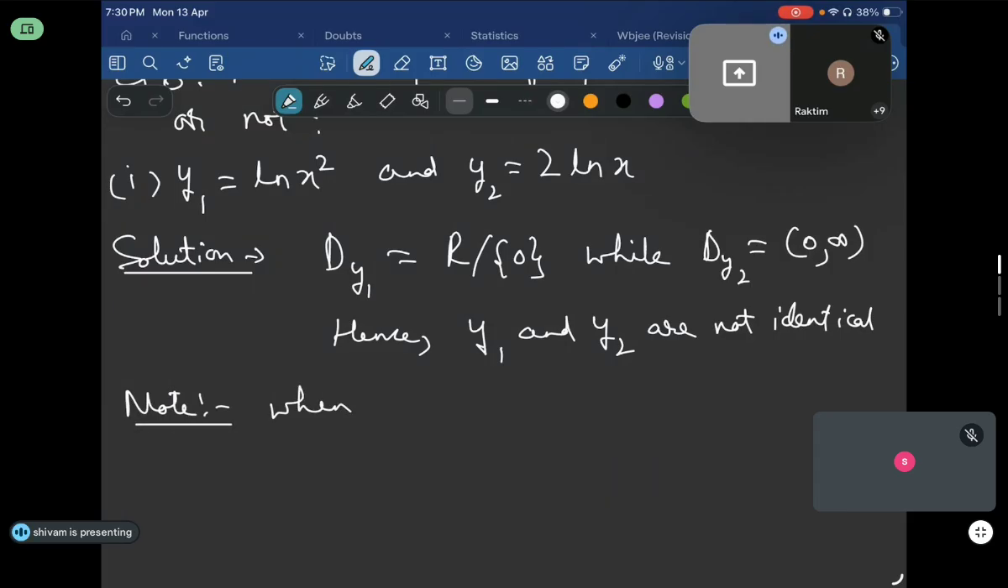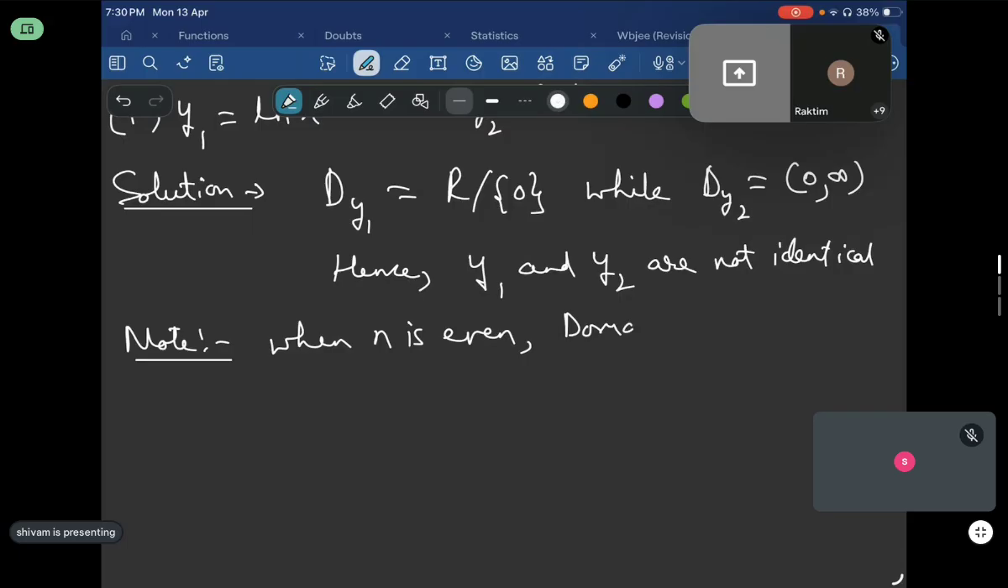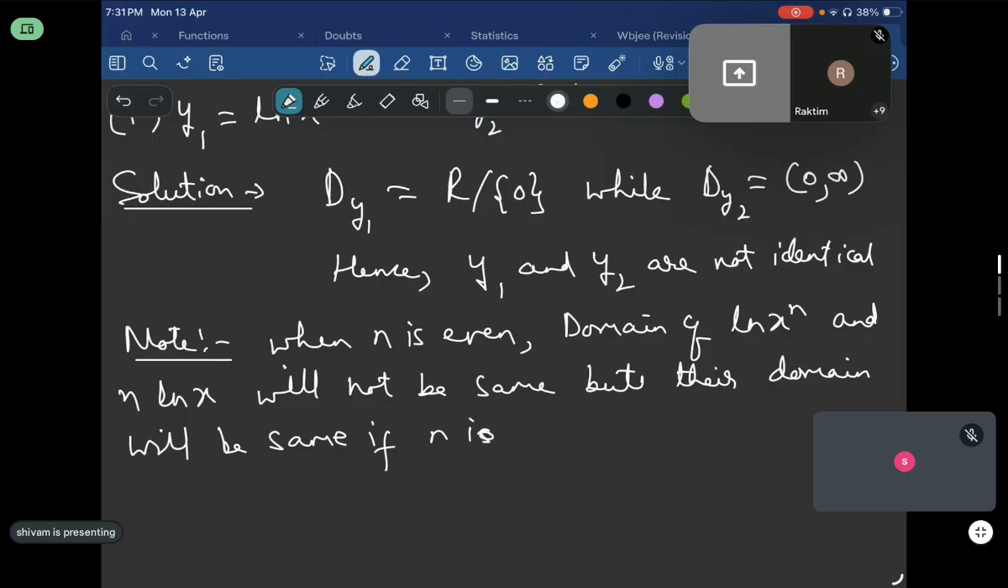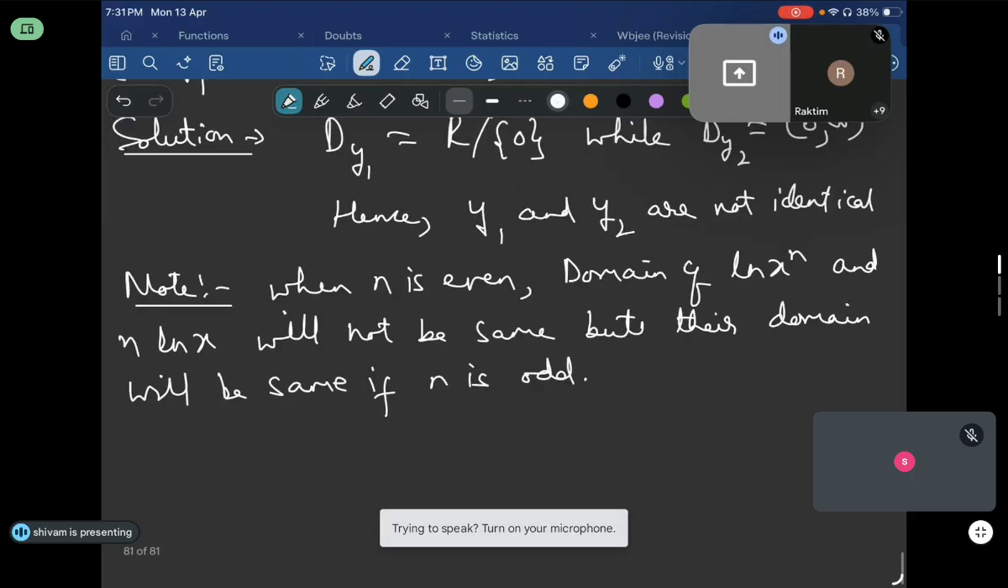Whenever n is even, the domain of ln x to the power n and n into ln x will not be the same. But their domain will be the same if n is odd.